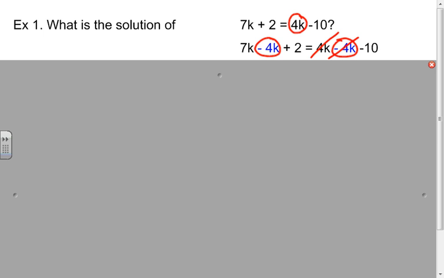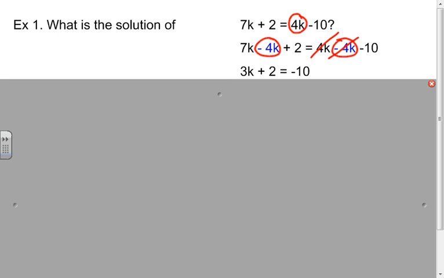Now I need to simplify. 7k minus 4k, 7 minus 4 gives me 3, so that's 3k. I haven't done anything with the plus 2, so it comes along. I haven't done anything with minus 10, so it comes along. Now I can use the same steps I've done all chapter. K is my variable. It's being multiplied by 3. It's being added by 2.